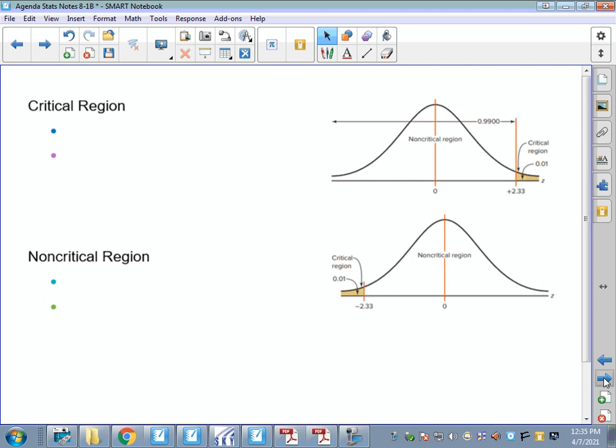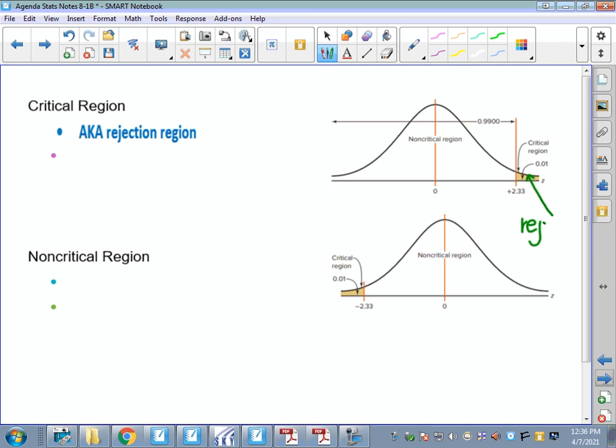So let's talk about what this looks like visually. So we've got critical and non-critical regions. Remember, alpha is our shaded area. It's the area underneath the curve. We're still looking at our symmetric or our normal or bell curve. So the critical region is also known as the rejection region, which I really think is a nice way to see it. So over here shaded is the critical region. That is where we're going to reject H sub O.